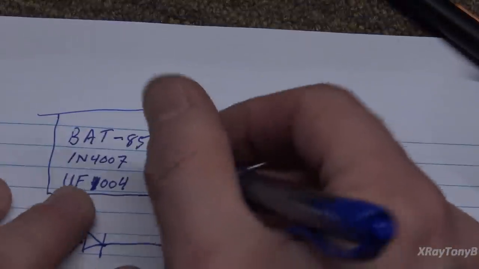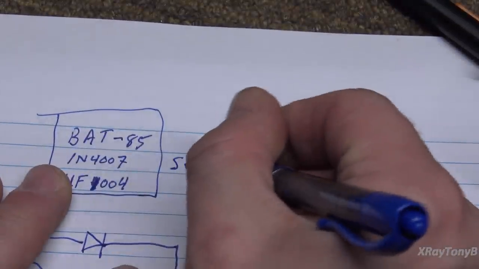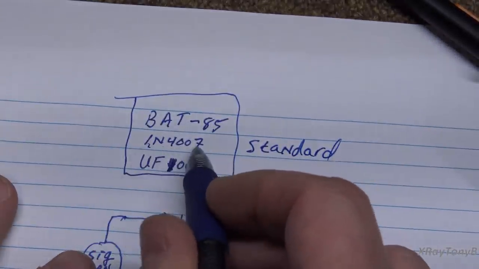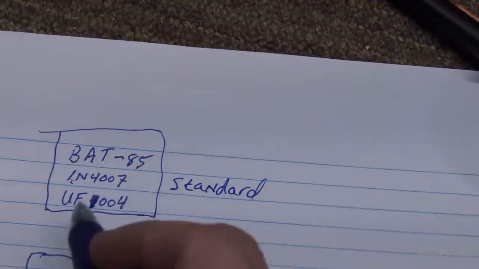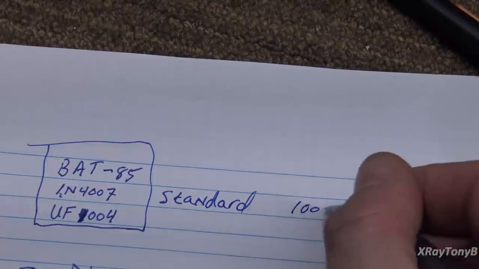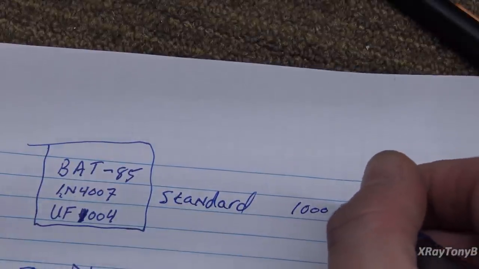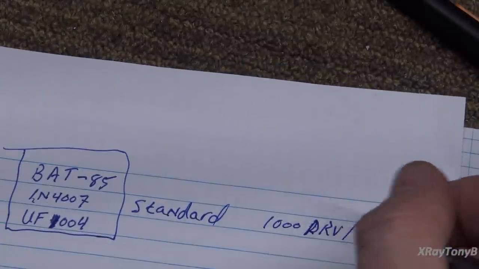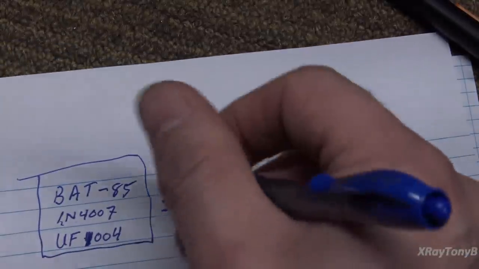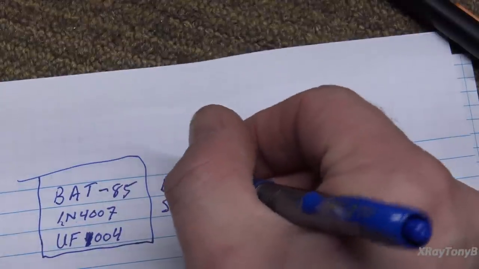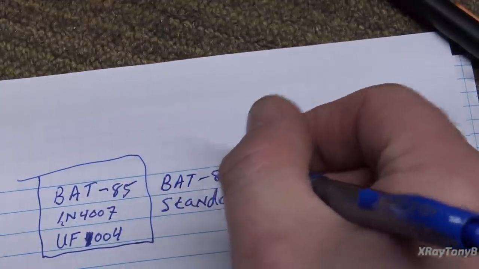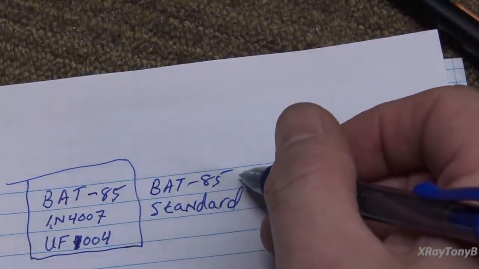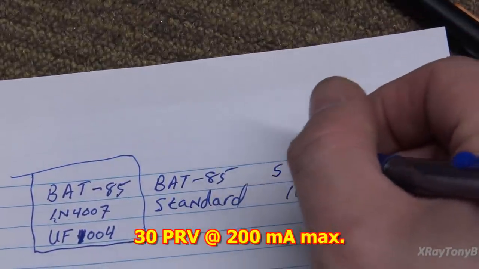One is going to be a standard diode. And it is a 1N4007, and that's the 1000 volt peak reverse voltage, PRV, at 1 amp. The next one is a BAT85, and I don't know the voltage on this, but it's much lower voltage, but it is a Schottky diode.